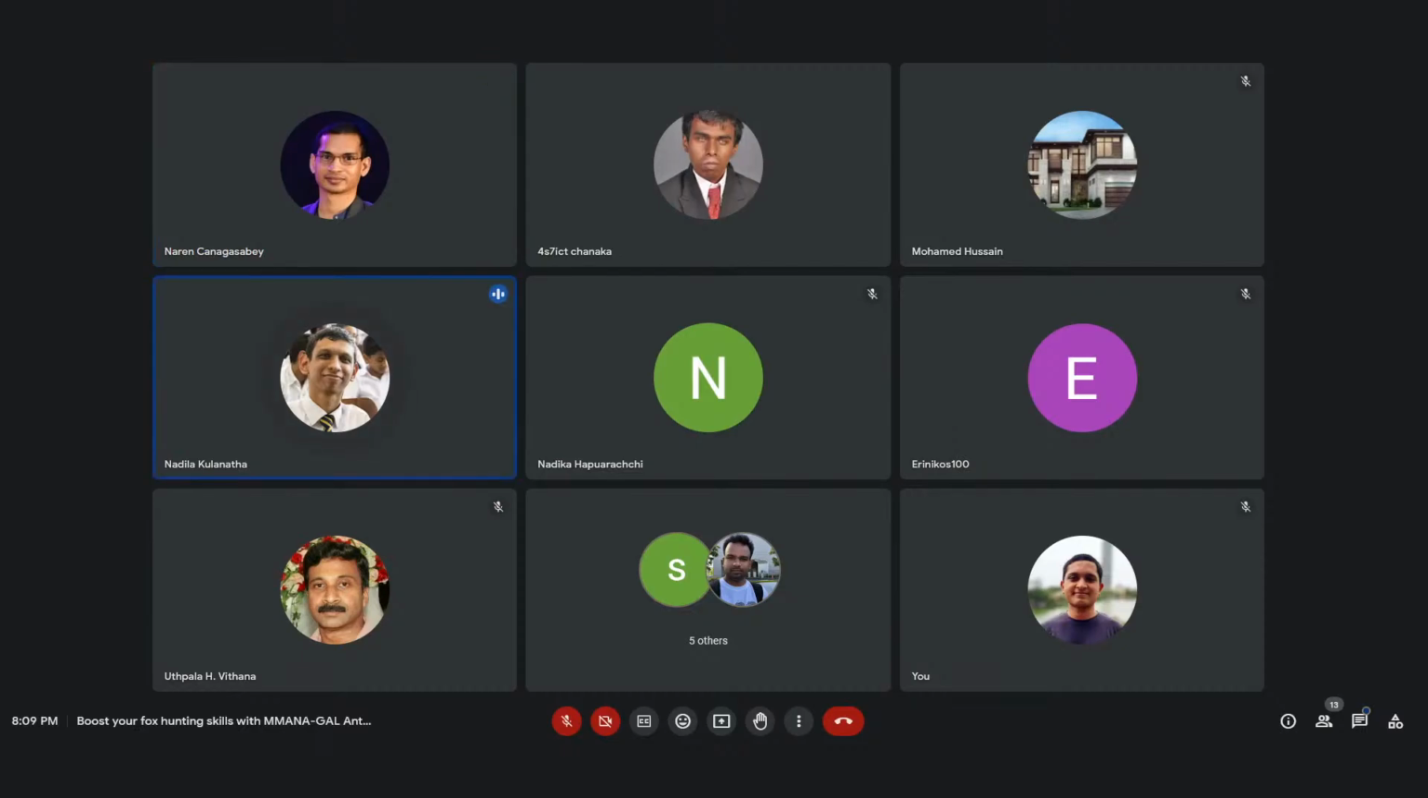Okay, one question from me, Naren. Suppose we are modeling something like a loop antenna on MMANA-GAL. Can we do that? Can we have curved elements like that? Definitely. Let me show you. Another favorite of mine, Nadika, would be the cubical quad. Fantastic antenna, though. Low noise, wide bandwidth, but a bit difficult to construct.